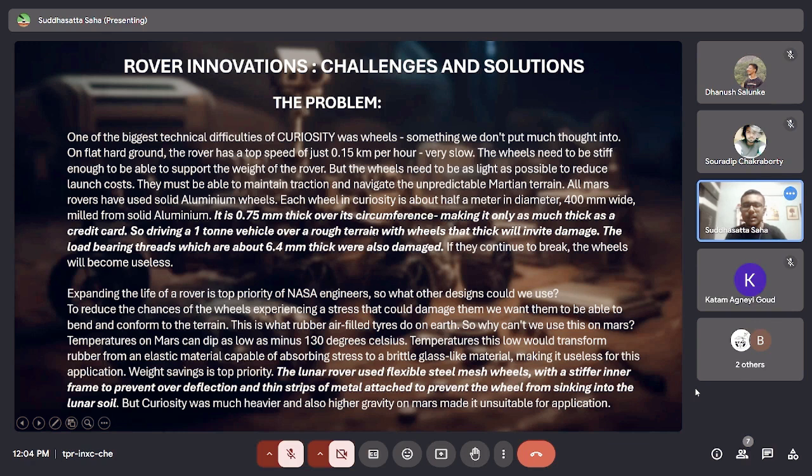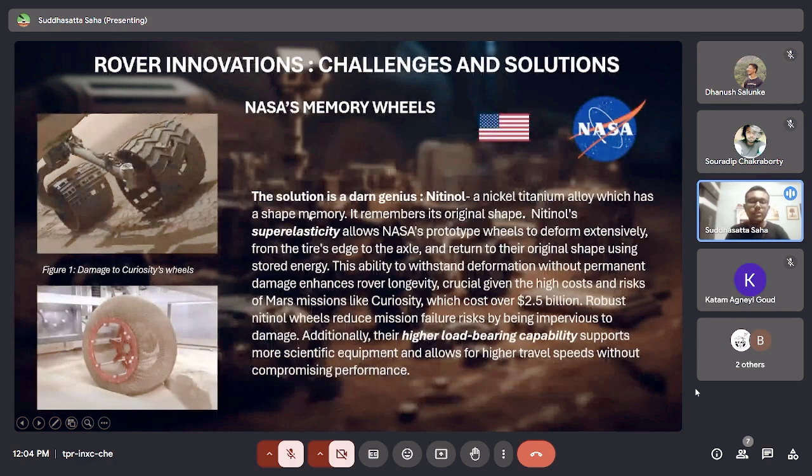Because these wheels, under that 1 ton vehicle load, were subject to continuous stress, and they could not retain their original shape. They were deforming, and there was a lot of damage. The load bearing threads which were there failed miserably. And Curiosity was known by this problem because the solution was a darn genius. It was the memory wheels of NASA.